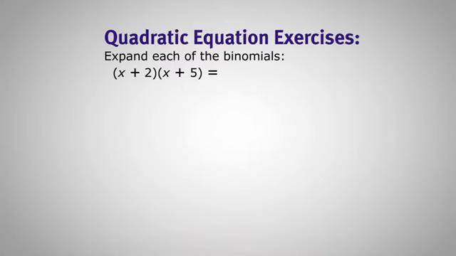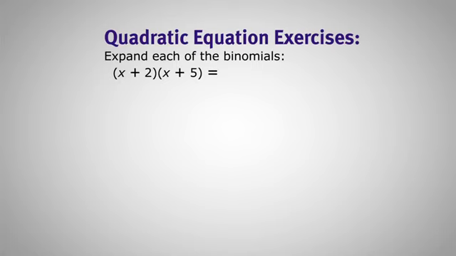Okay, now that you've looked at the answers, let's start by reviewing question number one. Question number one asks us to expand the binomial, and we're given the binomial quantity of x plus 2 times the quantity of x plus 5. We're going to need to use FOIL to expand this binomial. Remember, FOIL stands for first, outside, inner, and last.